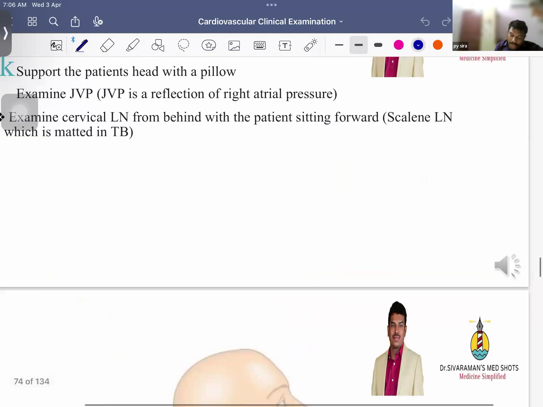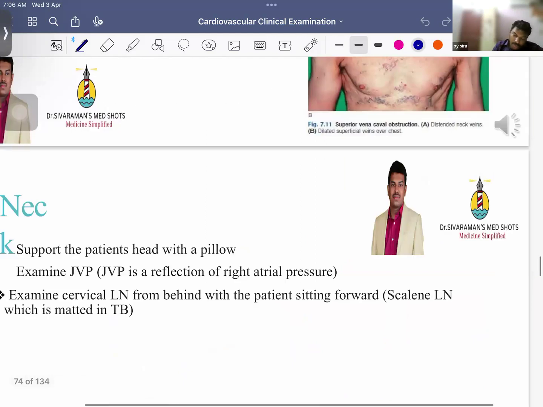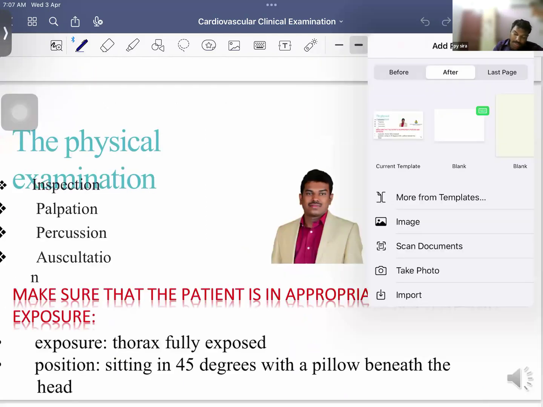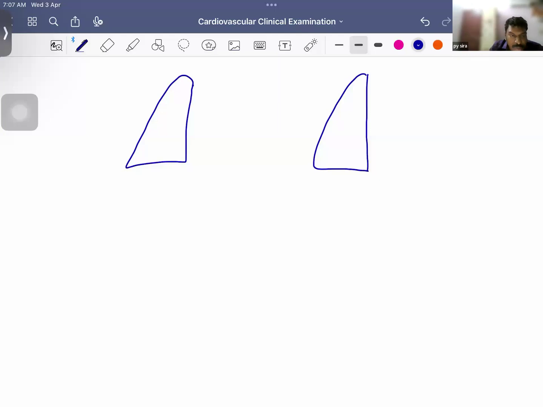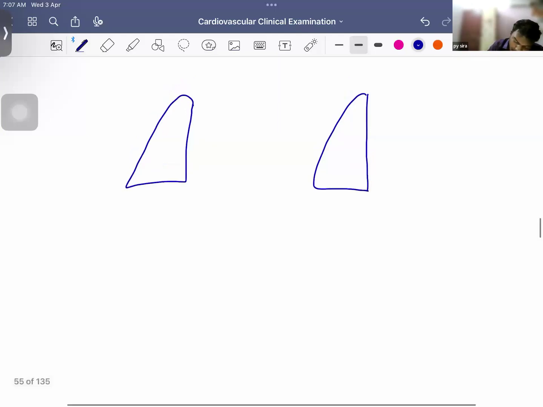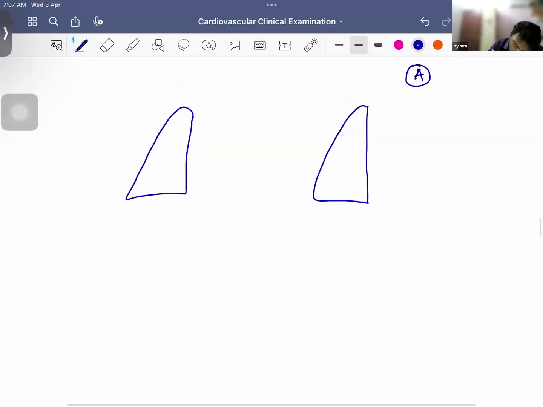Okay, so coming to the respiratory system, the first thing is you're going to look for the surface marking. How are you going to mark the surface marking? If you take the lung, this is the anterior surface and this is going to be the posterior surface. This is the right lung, this is the left lung.